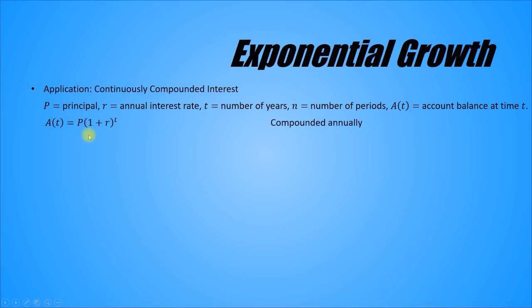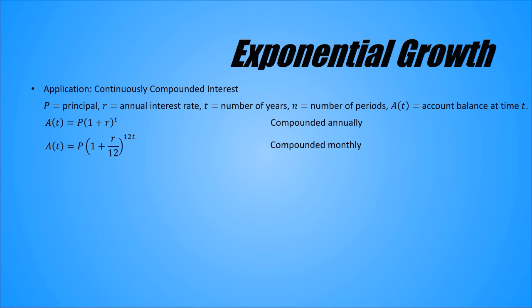So the simplest example of compounded interest is interest that's compounded annually. And the account balance at time t is given by this exponential function here. So it's the principal times 1 plus the interest rate raised to the power of t, the number of years. Now, if you compound more than once a year, say monthly, then we divide the interest rate by the number of periods, which is 12 months in a year, and we multiply t by 12 to get the total number of compounding periods over the life of the account.